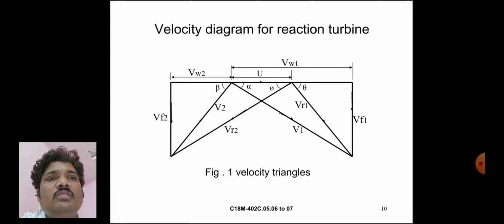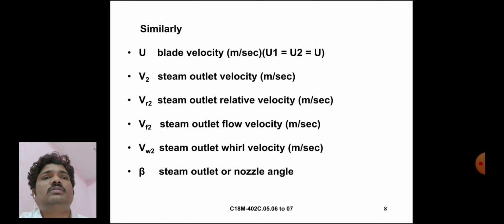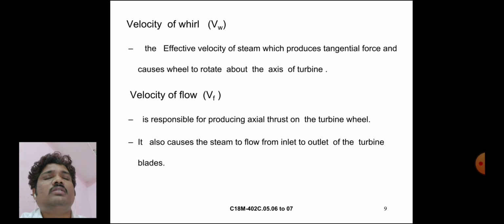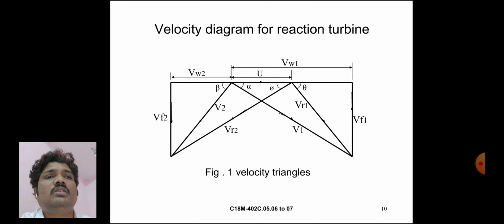Beta is the outlet angle, alpha is the inlet angle, phi is the outlet blade angle, and theta is the inlet blade angle. As shown in this figure, VW1 is the steam inlet whirl velocity and VW2 is the steam outlet whirl velocity. These are the angles and velocity triangle diagrams as shown in this figure.